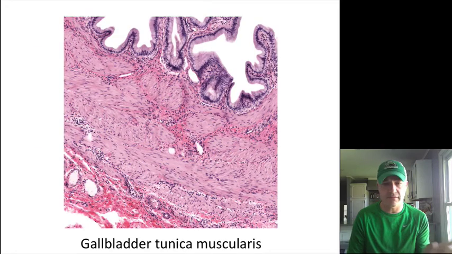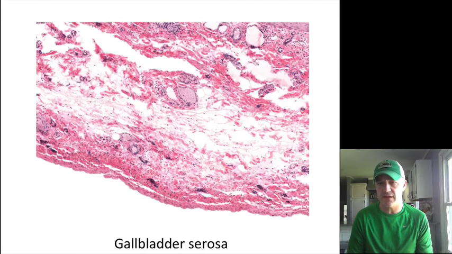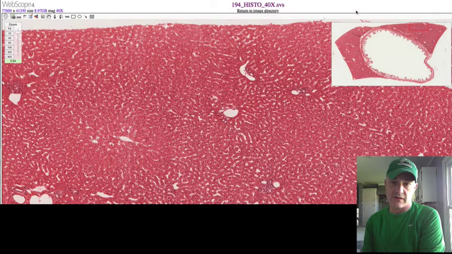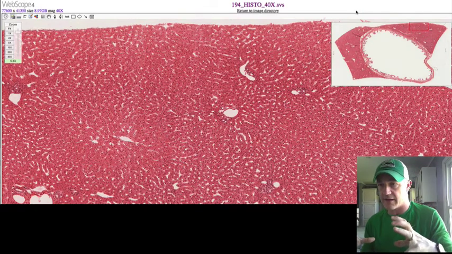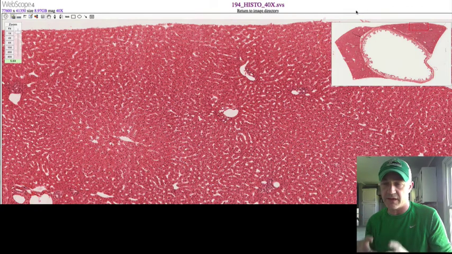You can see a little bit more of the muscularis, the serosa. The slide we're looking at here is a liver gallbladder slide. If you look in the upper corner, you can see the gallbladder in the center of it with a big open space, and then you can see the liver around it. We are in the upper region up here.